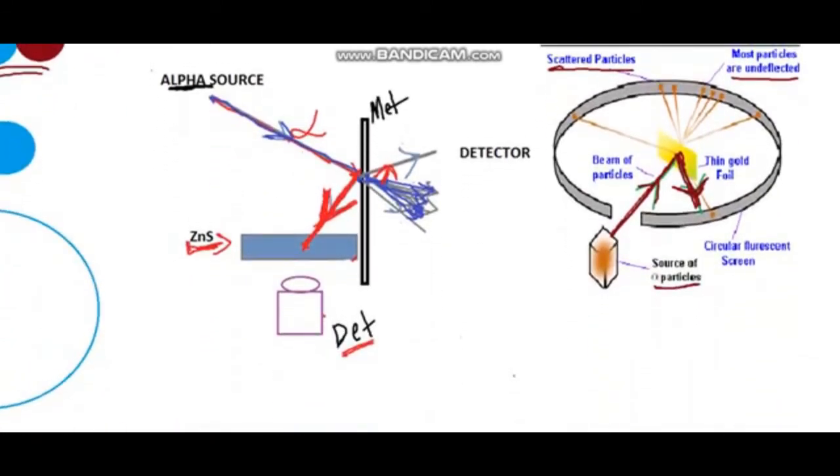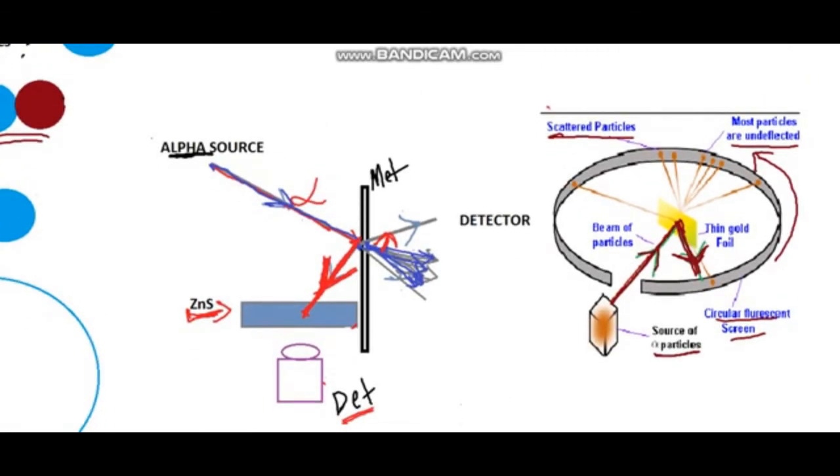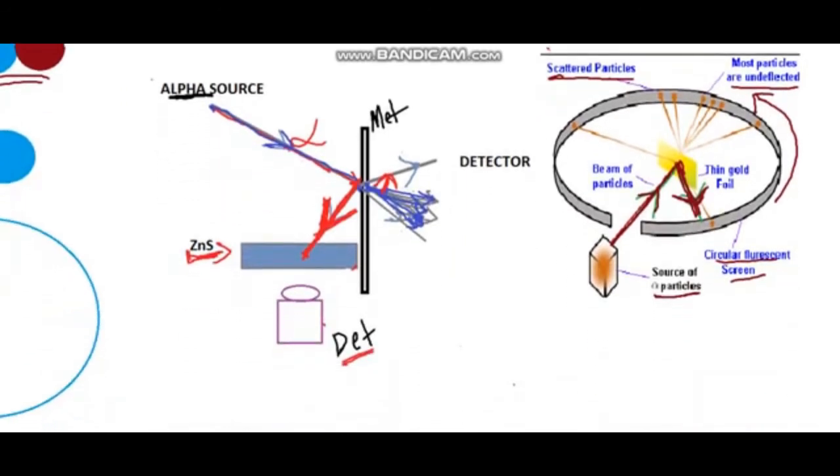We also have a circular fluorescent screen, and this fluorescent screen will detect the alpha particles coming after scattering and deflection. That can be counted or recorded at different angles. You can use a detector here to see the scintillation, and we can observe where the maximum number of alpha particles are coming, where the minimum is, and record all those things. This is a diagrammatic representation of the gold foil experiment.